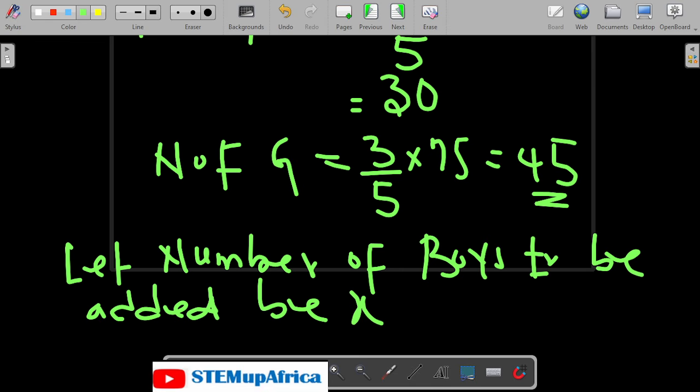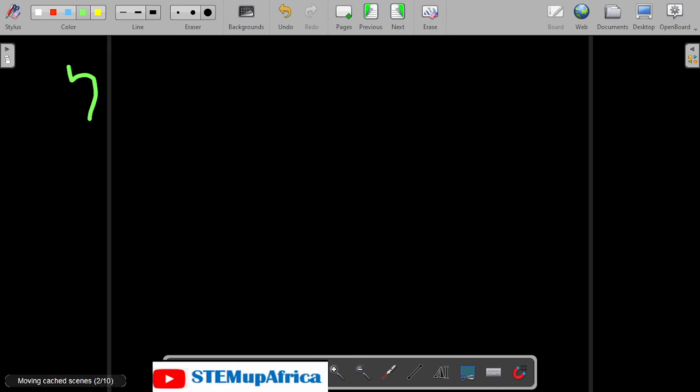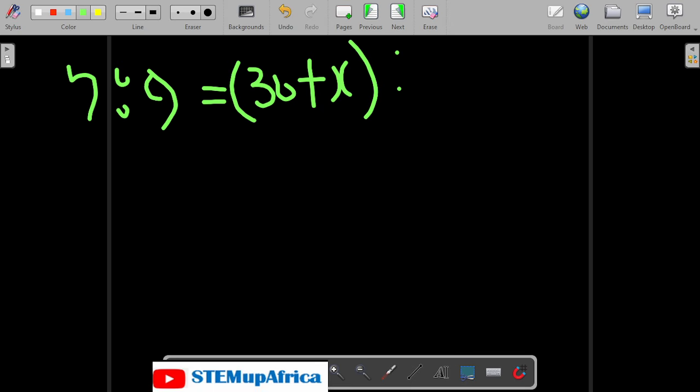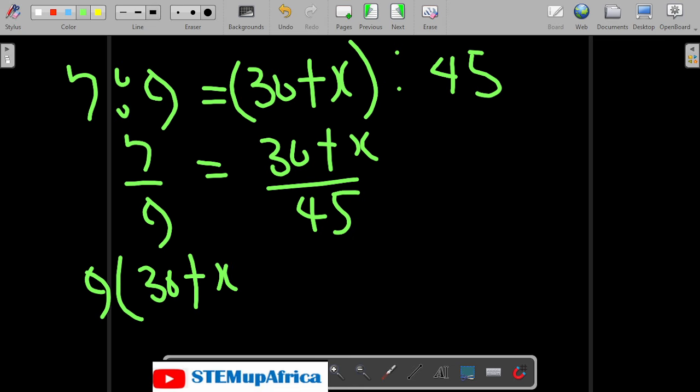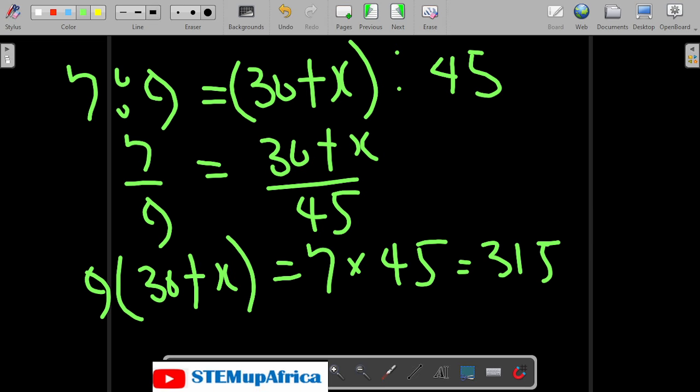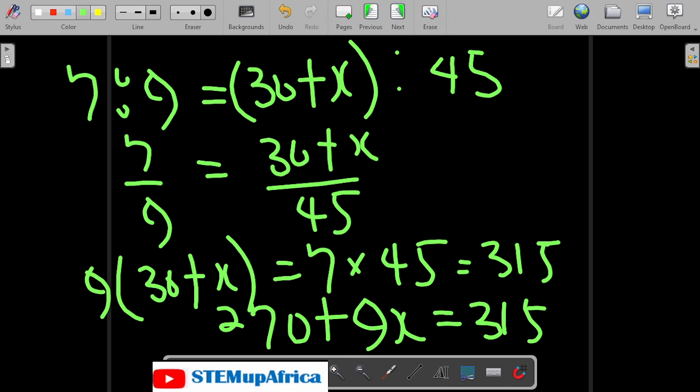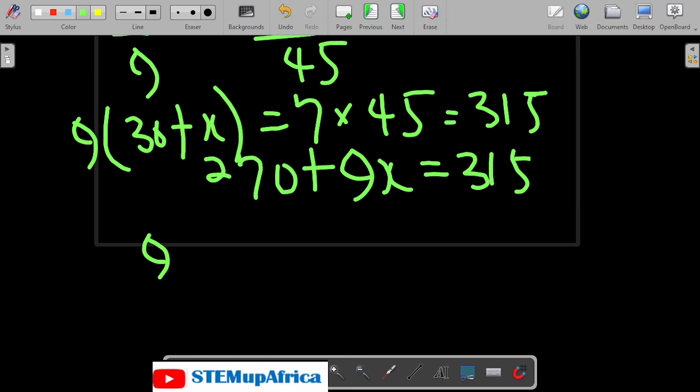So I'm having 7/9, which is now 30 plus x over 45. So 7 over 9 is now 30 plus x over 45. If I cross multiply, I'm having 9 into 30 plus x equals 7 times 45, which will give us 315. If I open my bracket here, I'm having 270 plus 9x equals 315. If I collect like terms, I'm going to have 9x equals 315 minus 270.